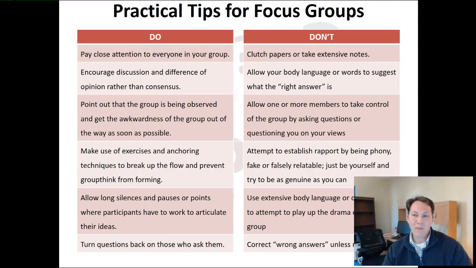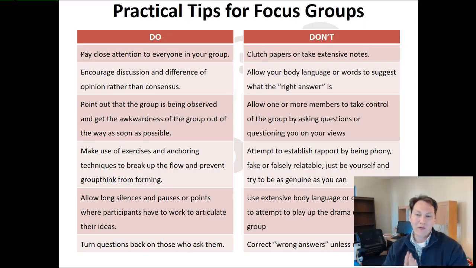Don't allow one or more members to take control of the group by asking questions or questioning you on your views. One of the most difficult things in a focus group is when you have a participant that decides that they don't like the way you're answering questions and that they're gonna get involved and they're gonna take control. This is a normal behavior because people are used to being in meetings where they're able to do that. But a focus group is not a place where the participants should be in control. So be certain that when you cede control to them, that you get it back as quickly as possible. And certainly do not allow them to question you. If they question you, turn the questions right back on them and get control of your group back.